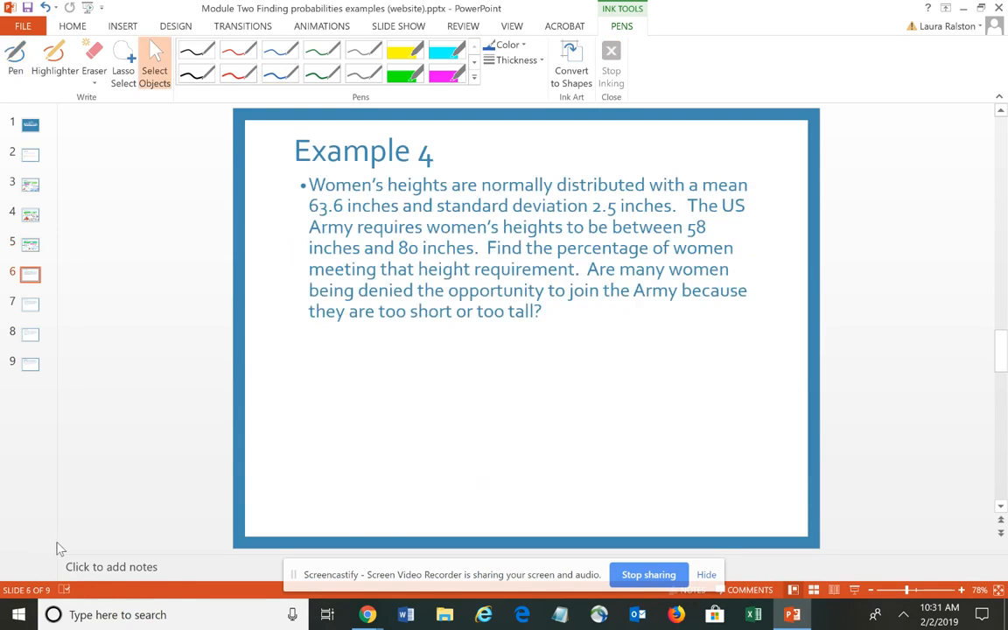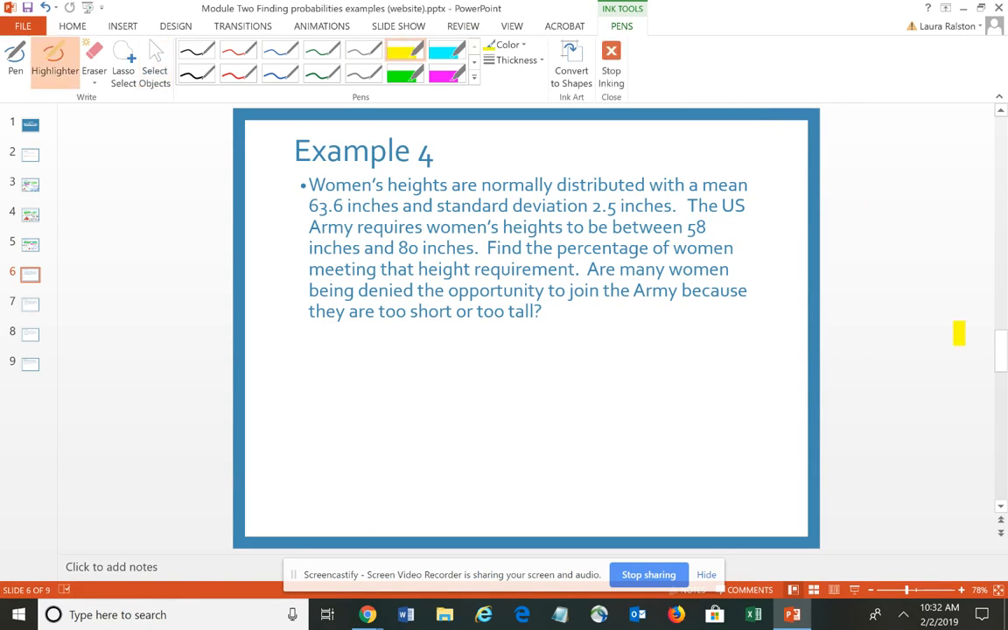Okay, example 4. This one changes. Women's heights are normally distributed with a mean of 63.6 inches and standard deviation of 2.5 inches. The U.S. Army requires women's heights to be between 58 and 80 inches. Find the percentage of women meeting that height requirement. Are many women being denied the opportunity to join the Army because they are too short?